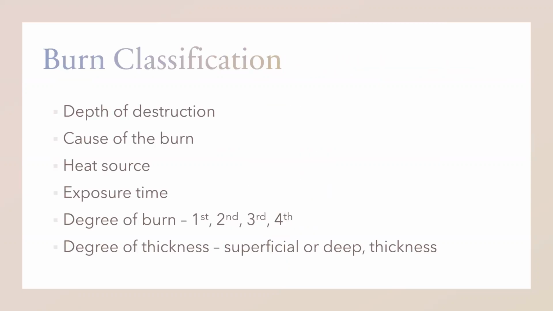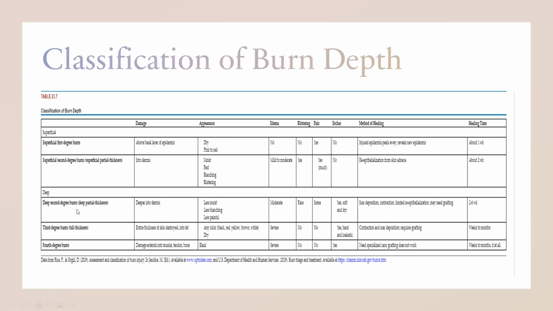Now, burn classifications. Like I said, the degree of the burn can be first, second, third, or fourth. It can be superficial or deep based off the thickness. How long were they exposed to the source? What was the cause of the source? Was it fire? Was it chemical? Was it thermal? Was it electrical? Was it inhalation? They're all different types. And obviously the depth of destruction and then the heat source. What was the temperature? So from your book, this goes through superficial first degree, superficial second degree, deep second degree, third degree, and fourth degree.